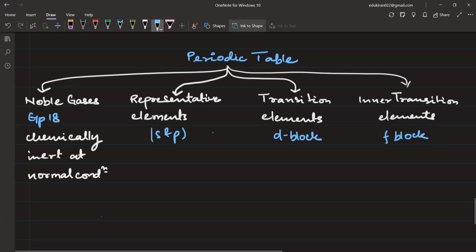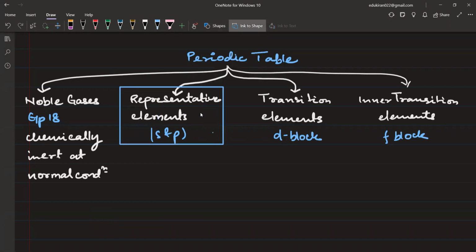Okay, so most of the chemistry is done here within the representative elements. Most of the chemistry happens here only.